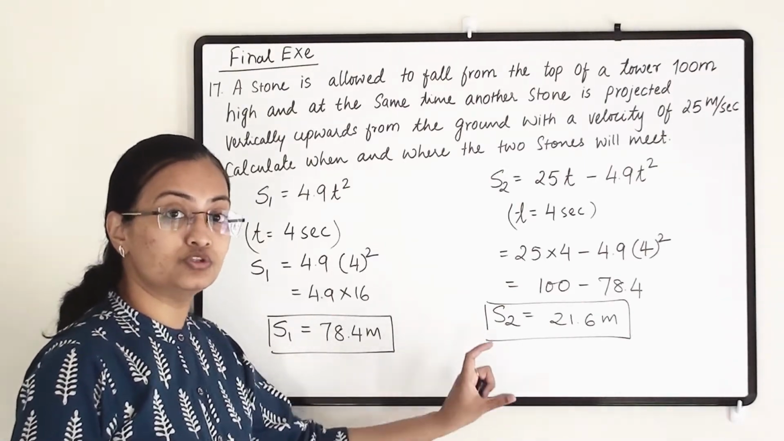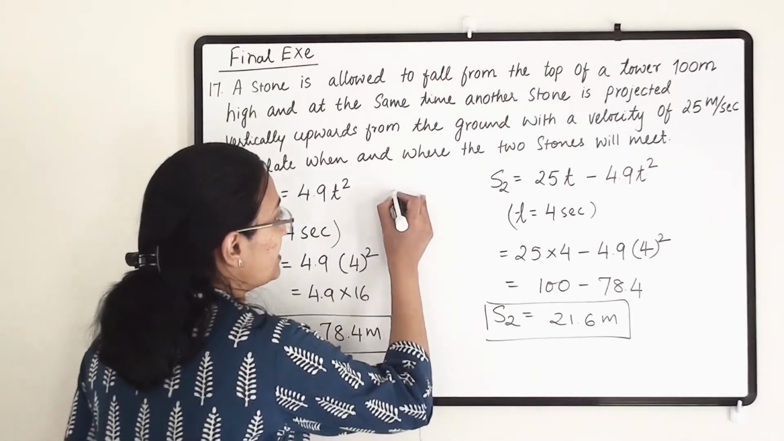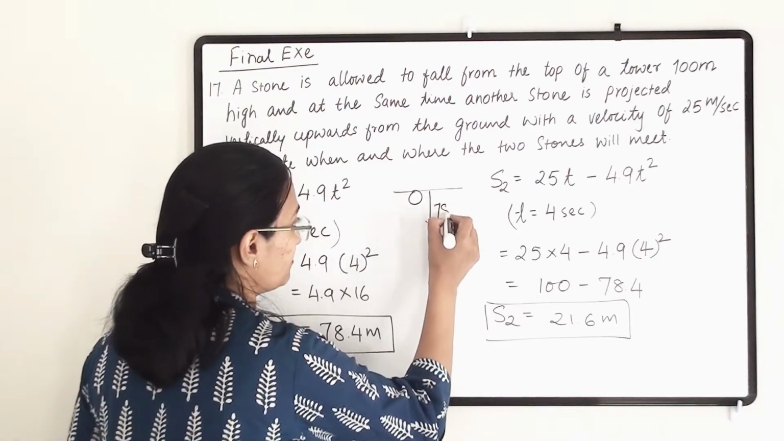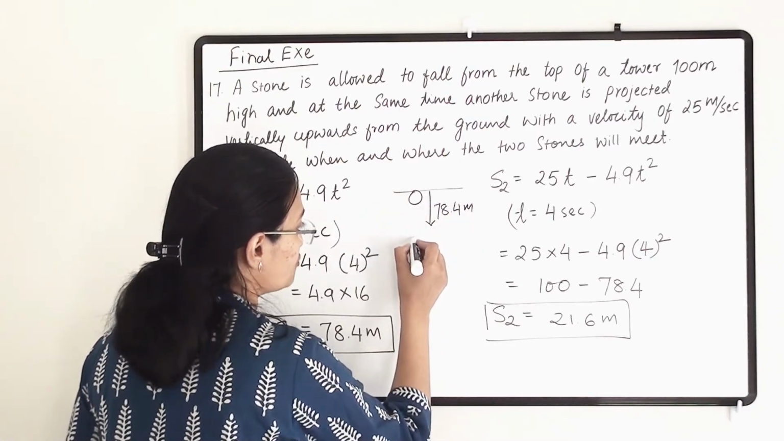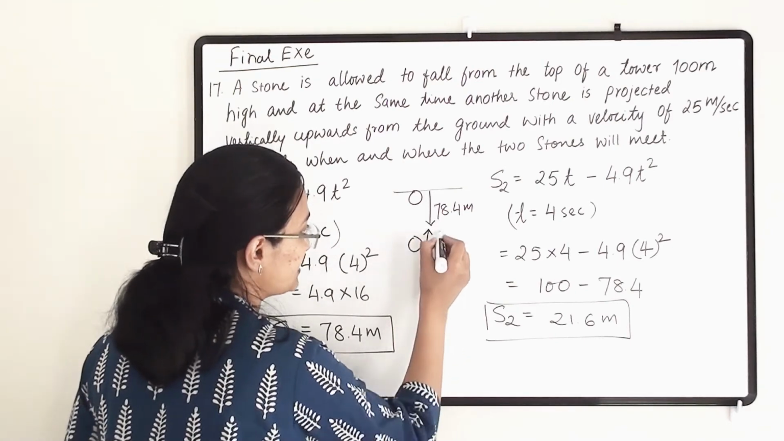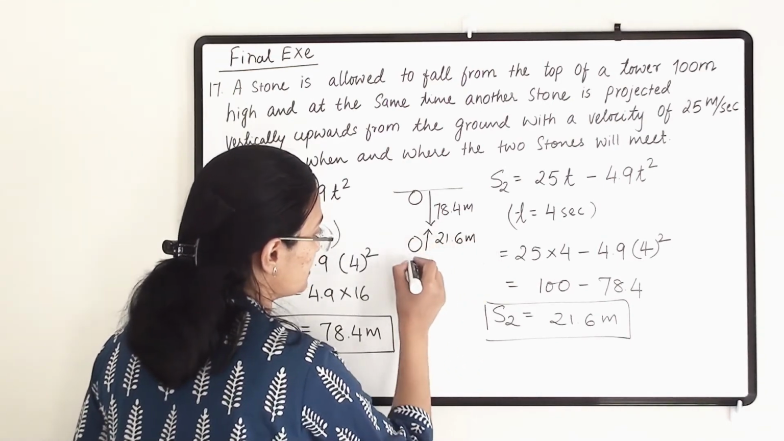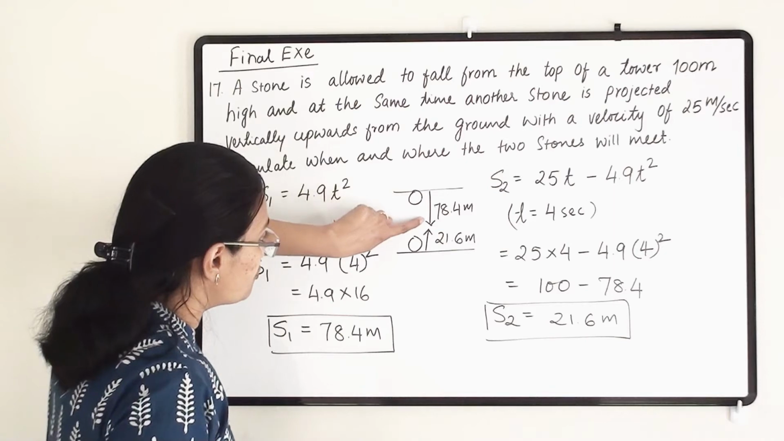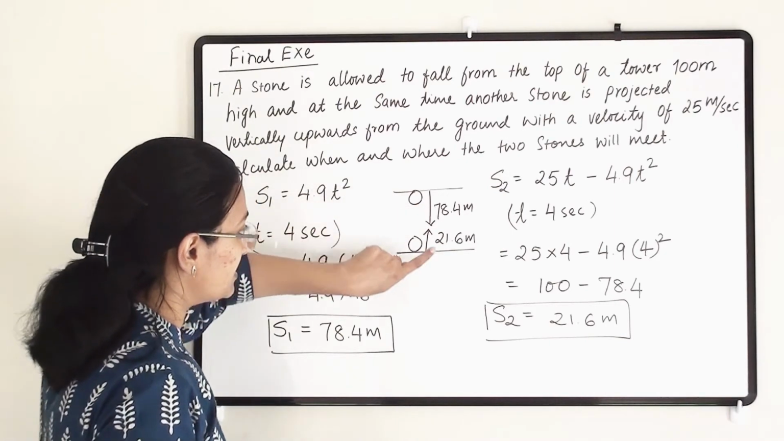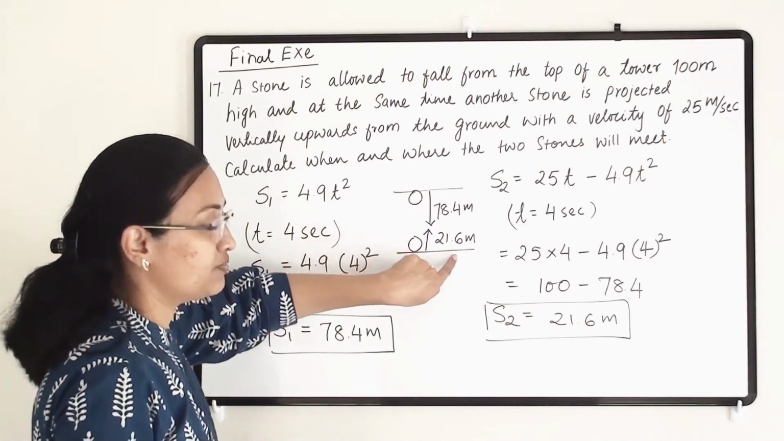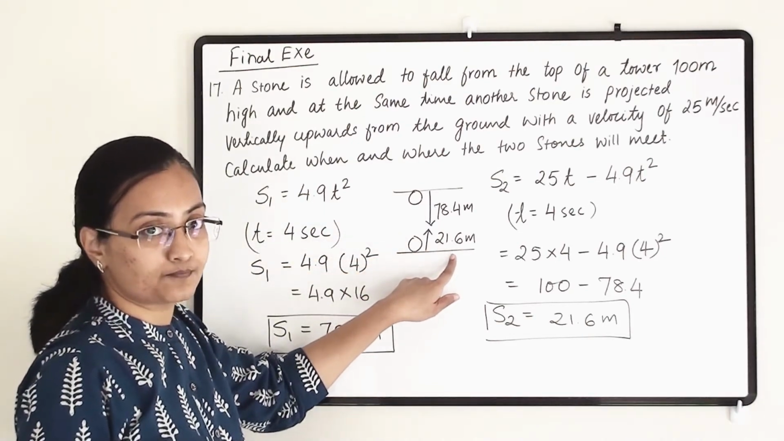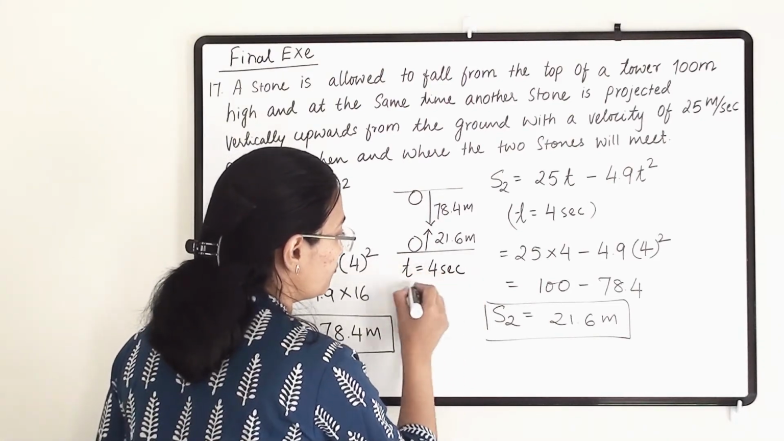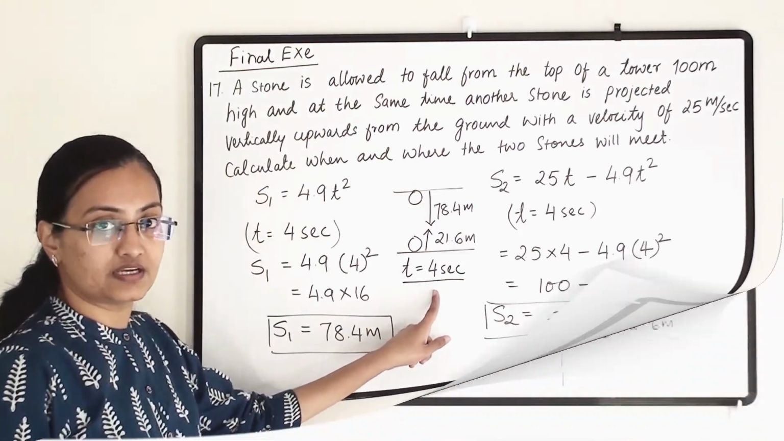This much distance both the stones are covering. When one stone we are dropping from the top, it covers 78.4 meter distance, and the stone which we are throwing upward covers 21.6 meter distance. And they meet in between when the first stone has already covered 78.4 meter and the second stone has covered 21.6 meter. The time when both stones will collide with each other will be 4 seconds.